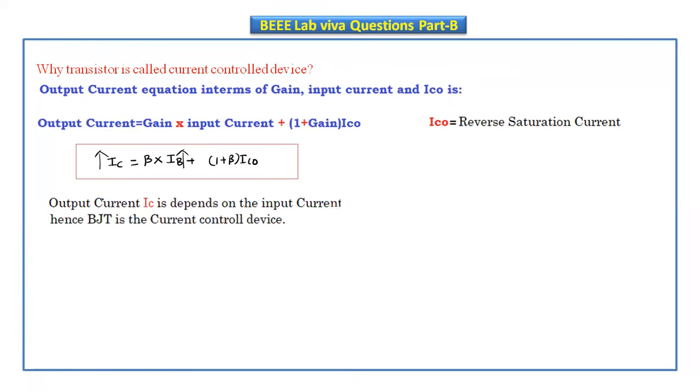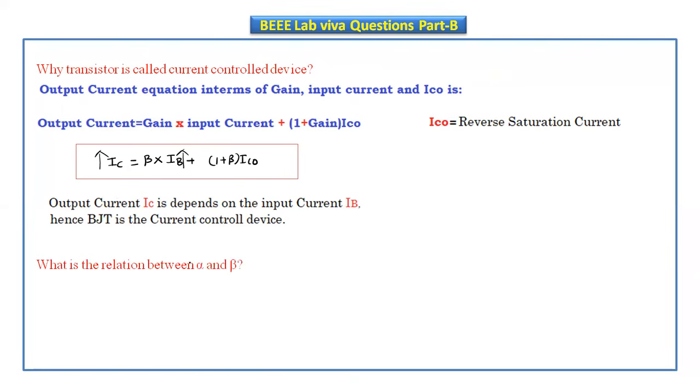This output current IC depends on the input current IB. Hence, BJT is a current control device. This output current we can control by using this input current. That's why it is called as a current control device.